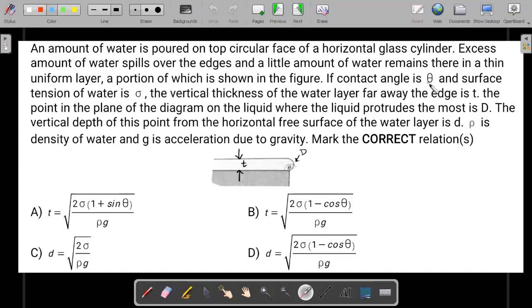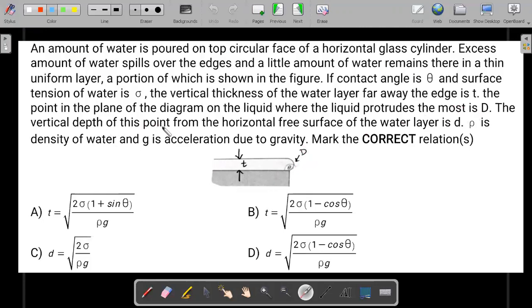If contact angle is theta and the surface tension of water is sigma, so he's using sigma for surface tension during this topic, the vertical thickness of the water layer is, let's say, t, far away from the edge, he's saying. So this distance should be very large compared to the thickness t itself. The point in the plane of the diagram on the liquid where the liquid protrudes the most is D. So there is a curve here, right? So the farthest point, that point is labeled as D. Capital D is not the distance, it's a label of a point.